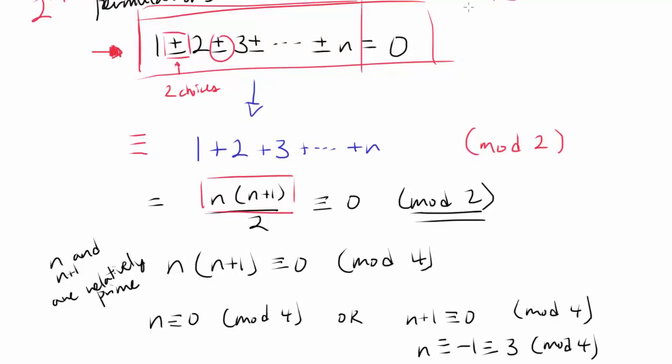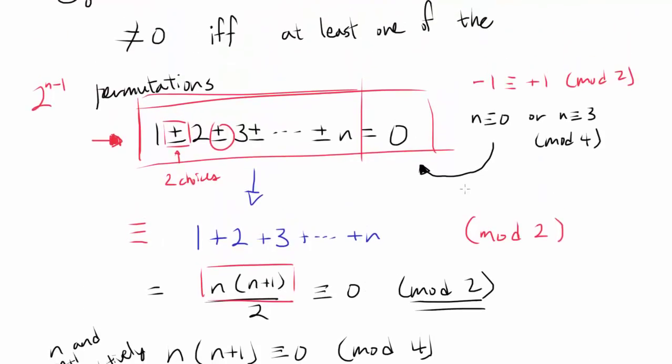For some n to satisfy this, we know n has to be congruent to 0 or congruent to 3 mod 4. But we have not proven that it goes the other way. We have not proven that when n is congruent to 0 or 3 mod 4, our assertion is true, that one of these permutations is equal to 0. What do I mean by that?